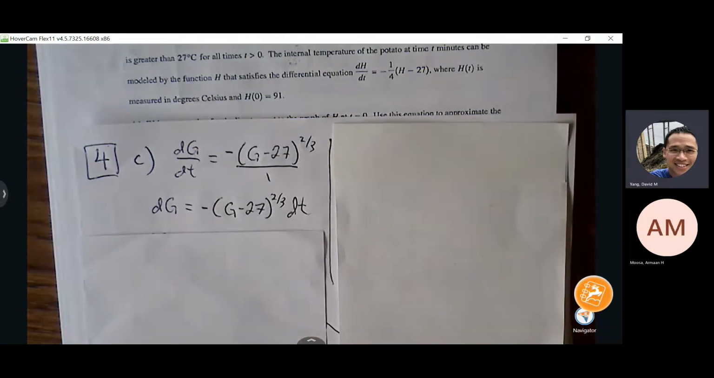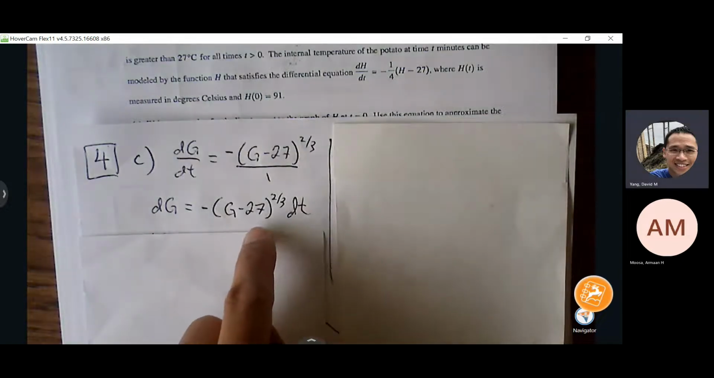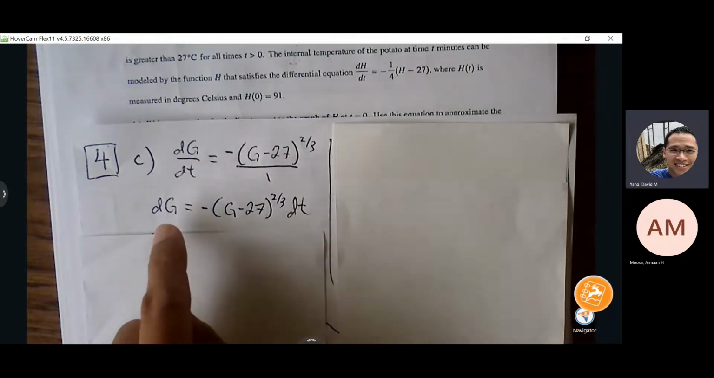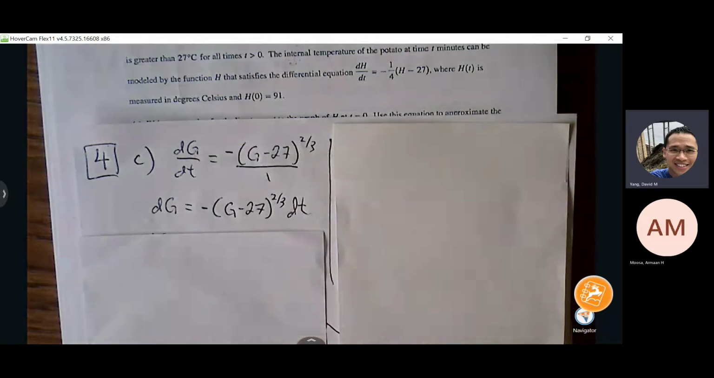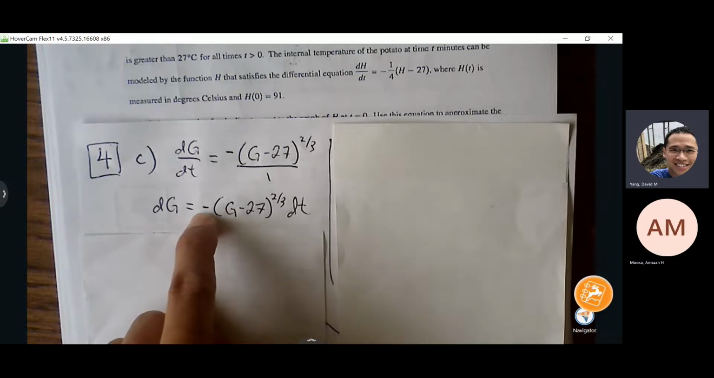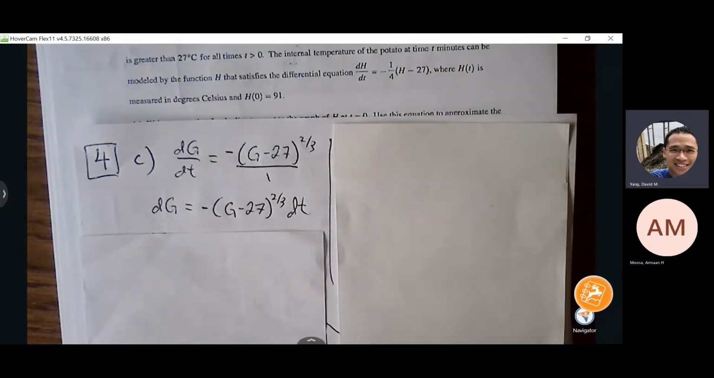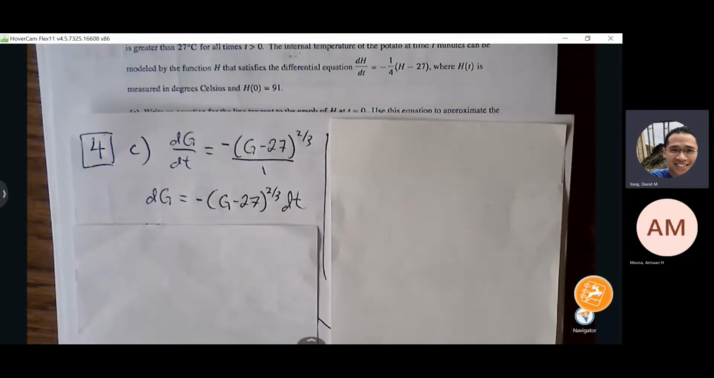So cross product, 1 dg equals negative parentheses g minus 27 to the 2/3 dt. Right? I want to move this g minus 27 to the 2/3 over because I want the g's together and everything else on the right. Now, we can actually do this. I'm going to hold that negative on the right side. I'm not going to move that negative. It's going to come back anyways. I only want the bare minimum that's required on the left. Everything else I would prefer to leave on the right side.